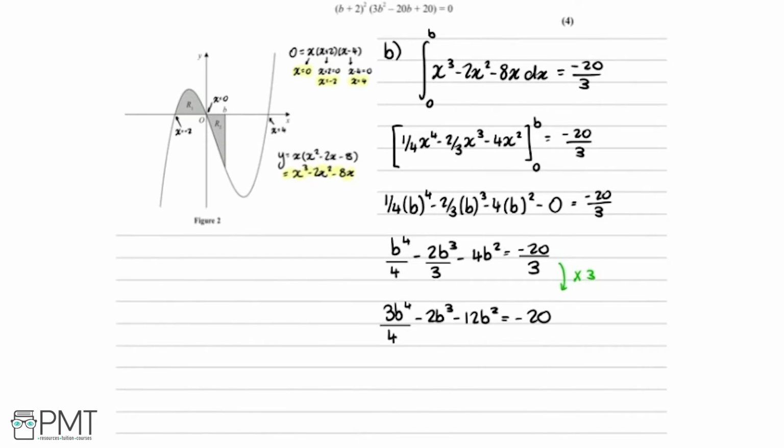Okay, so lastly, we've got this fraction here. So if I multiply both sides of the equation by 4, the 4 is going to cancel, so we get 3b to the power 4 minus 8b to the power 3. 4 times minus 12, we get minus 48b squared, and that equals minus 80. And lastly, just adding 80 to both sides to set the equation equal to 0.